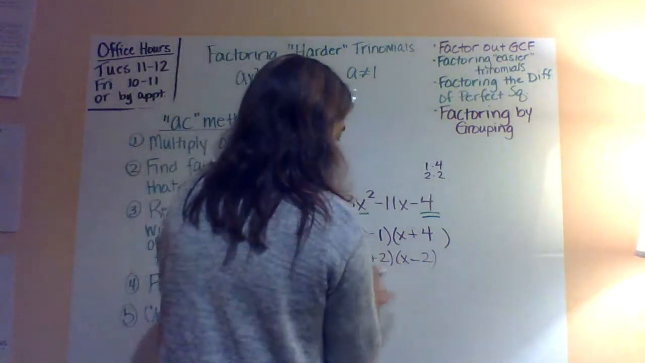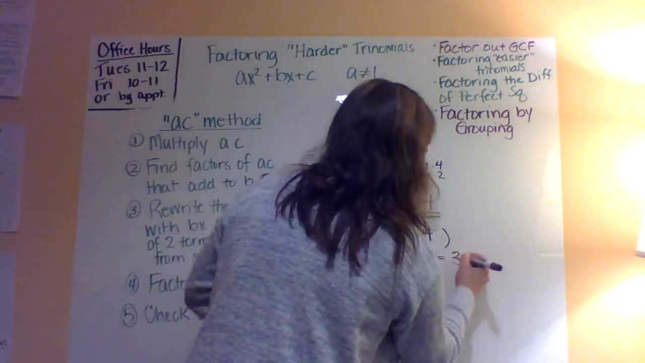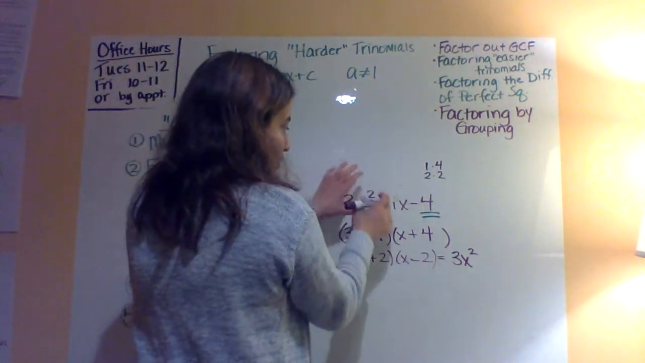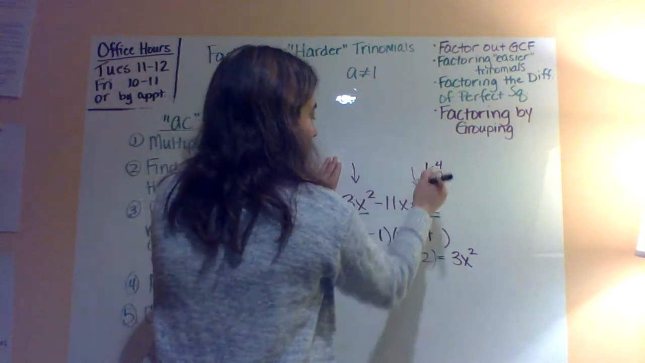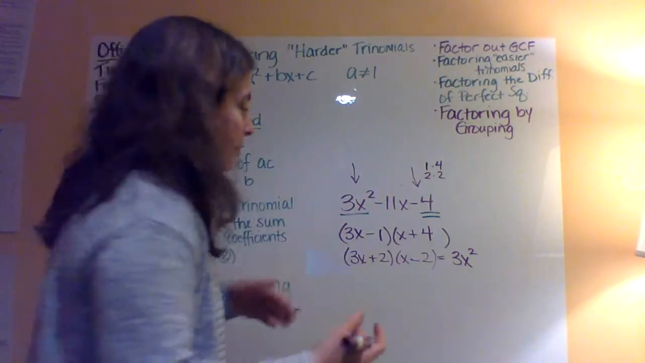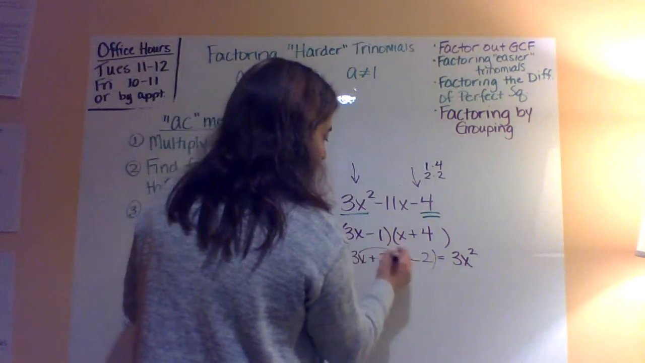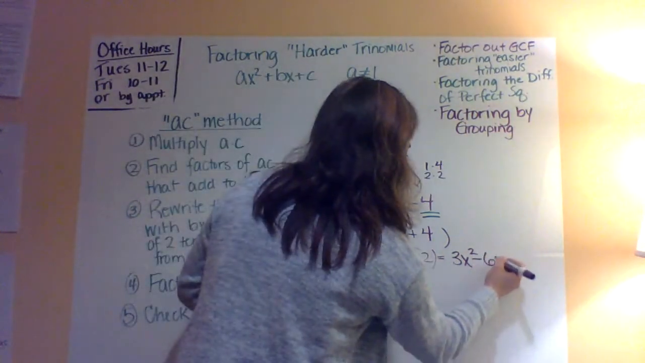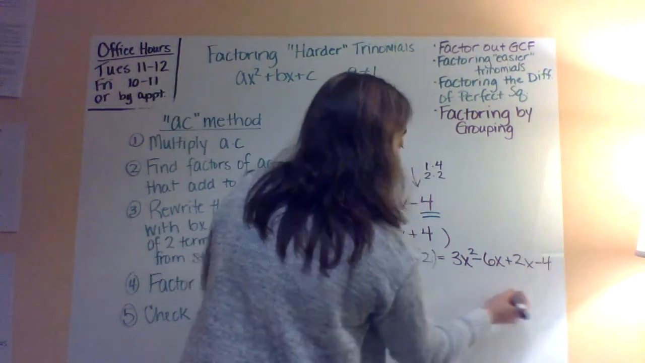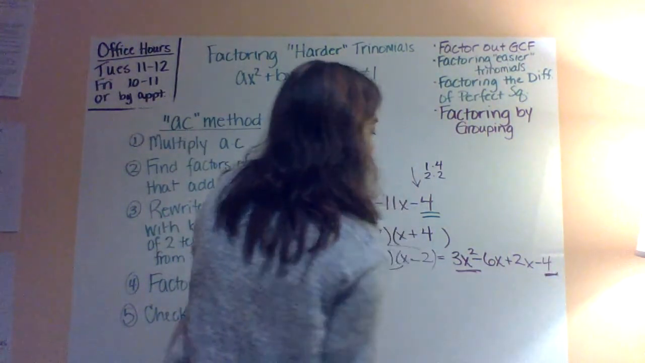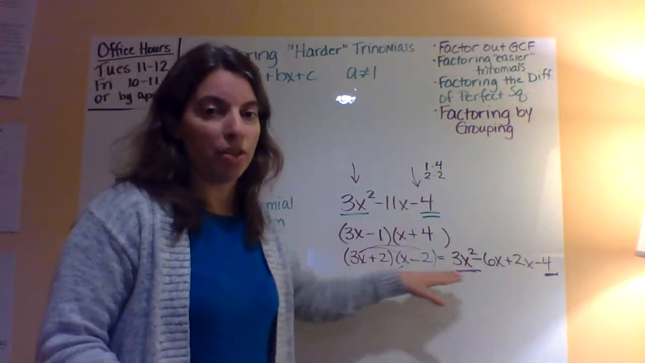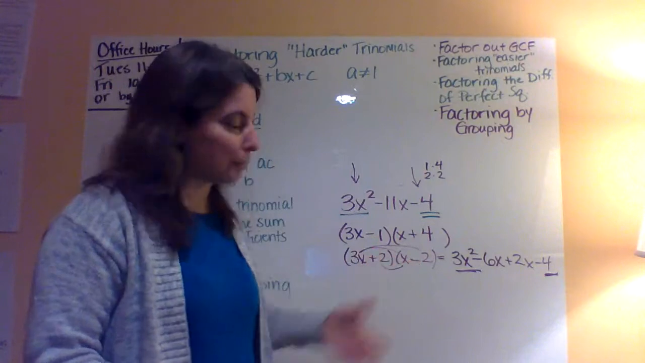So when I check this, 3x times x would be 3x squared. Okay? You're going to choose things that give you this and this generally. It's this middle term that your choices will determine. So here I would have 3x squared, I'd have minus 6x, I'd have plus 2x, and I'd have minus 4. So you can see I got this and I got this, but my middle terms would add up to negative 4x, not negative 11x. So I know this try is not right, I'd have to try something else.